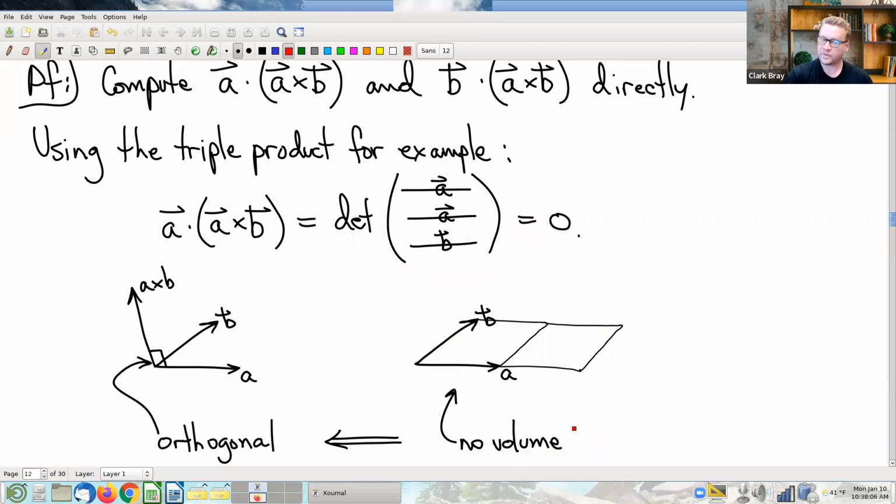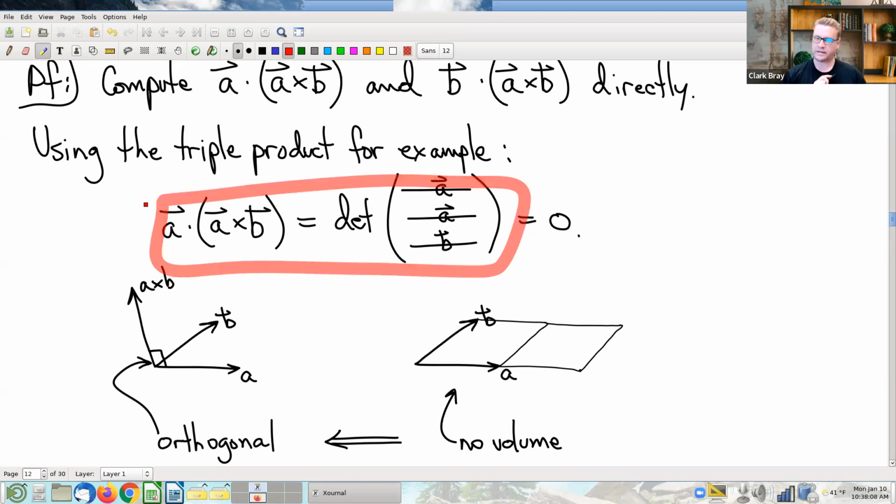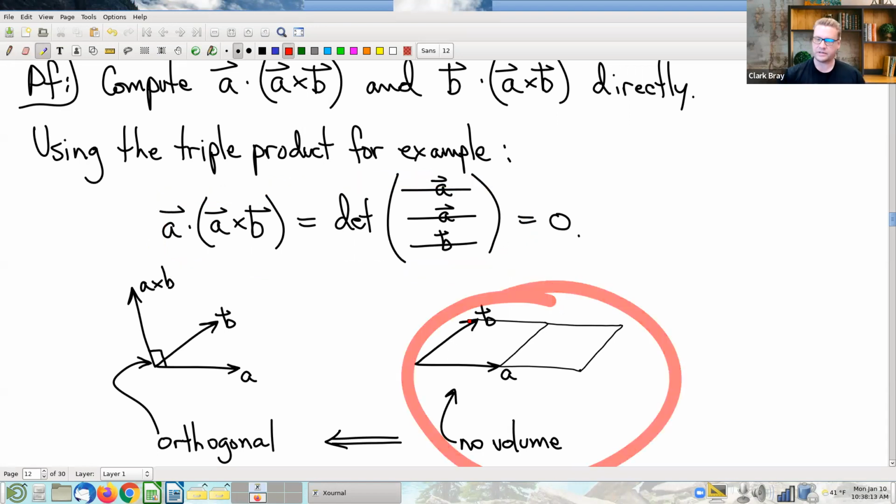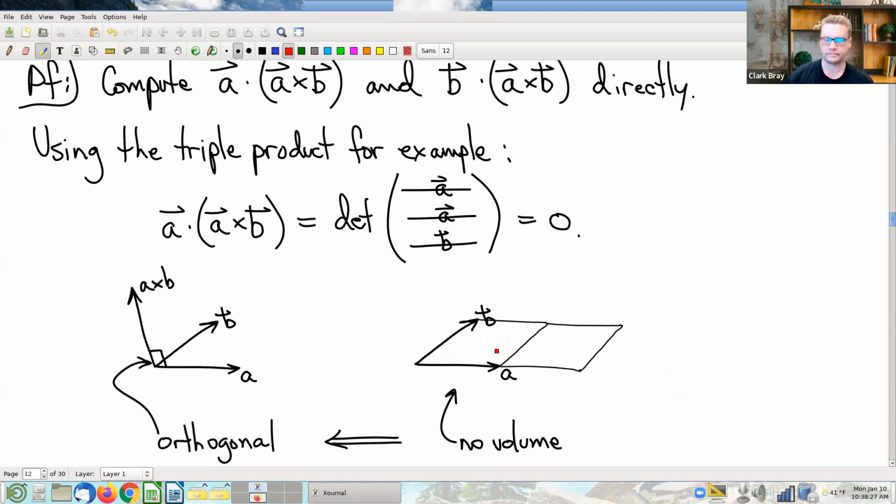And so this observation about triple products is the foot in the door that allows us to use determinants to draw conclusions about cross products. Well, in fact, determinants and dot products to draw conclusions about cross products. Okay. All right, so it's a nice move.